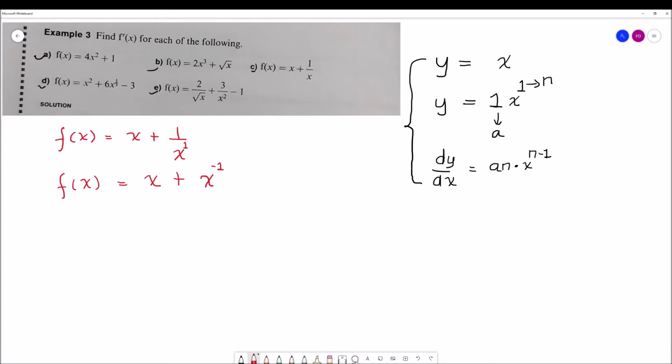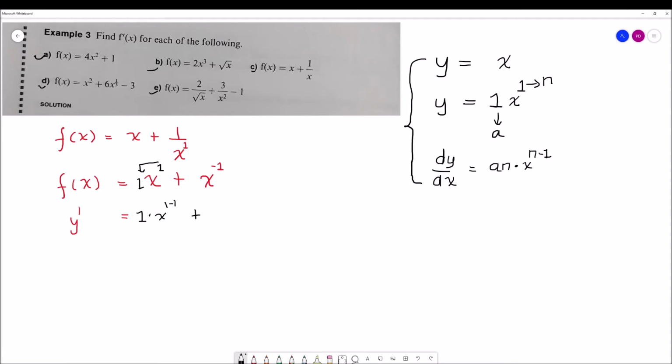Now we can differentiate this, so we can write y prime or f prime of x or dy/dx, whatever you want to write. It is basically the same stuff. We know that the power right here is 1 and the coefficient is 1. So we multiply the power by the coefficient, so we get 1, and we have to subtract 1, so x to the power 1 minus 1, and plus.